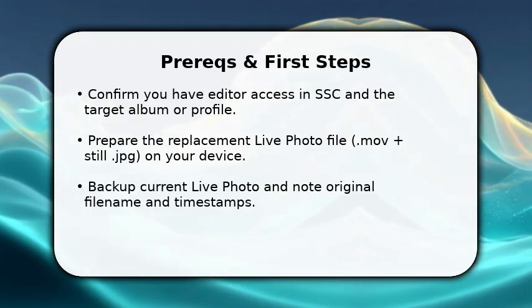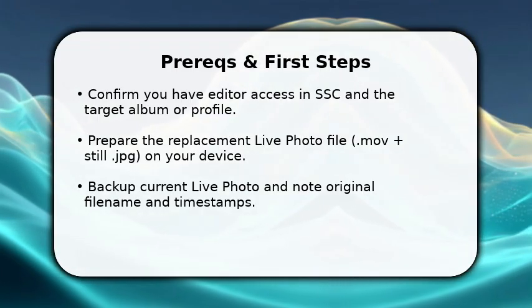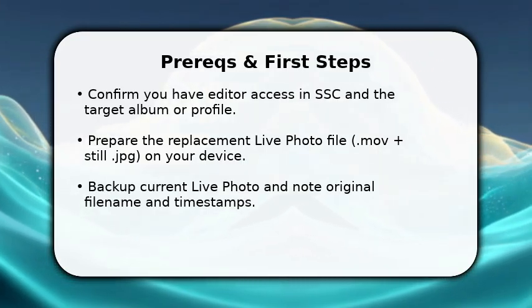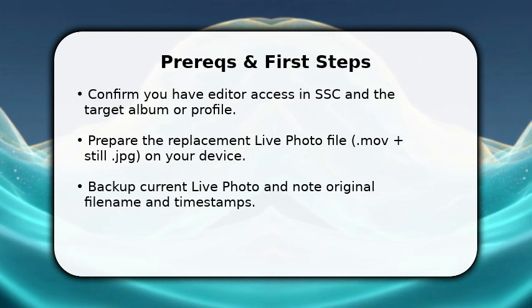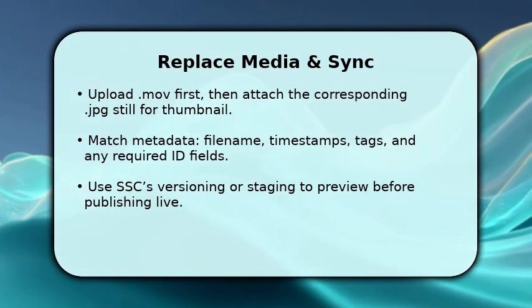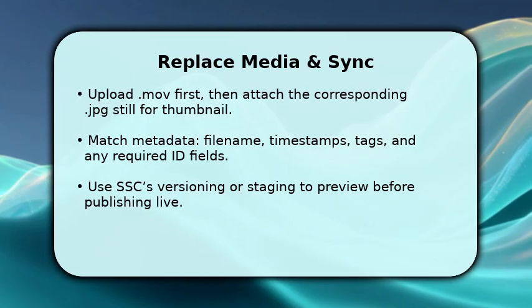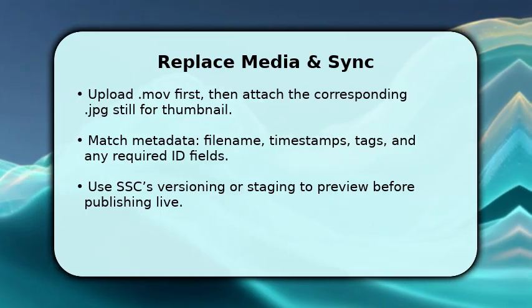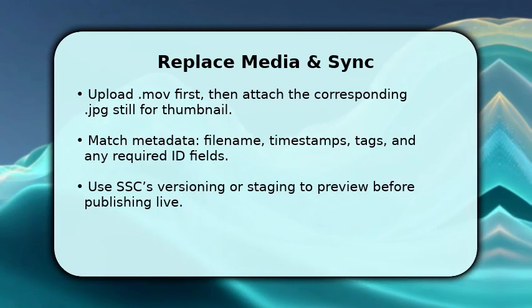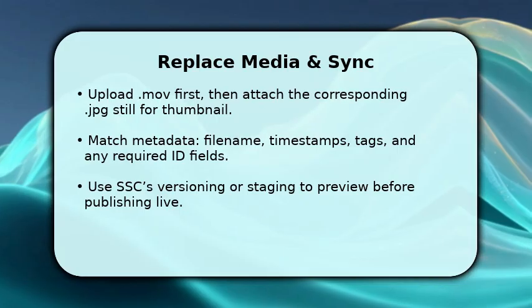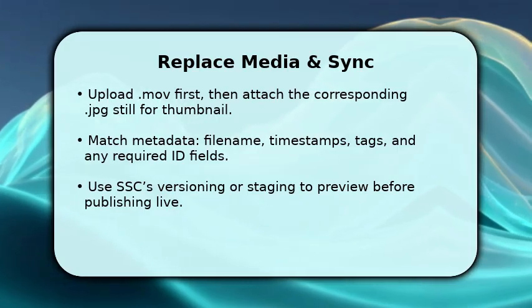Now, open the SSC Asset Manager, navigate to the item, and enter Edit Mode to begin replacing the media immediately. Once in Edit Mode, upload the MOV file first so SSC recognizes the motion track, then attach the JPG still to serve as the displayed frame. Make sure to match metadata exactly, file name, timestamps, tags, and any ID fields, because SSC links live photo components by those values.